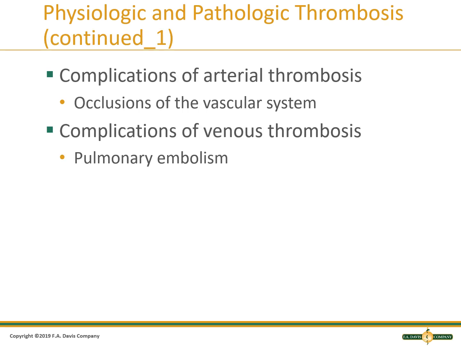Complications of an arterial thrombosis are going to be occlusions of the vascular system, meaning there's going to be a blockage that's going to affect the blood flow. Complications of a venous thrombosis is going to be a pulmonary embolism. Again, that is a blood clot that is in the lungs.